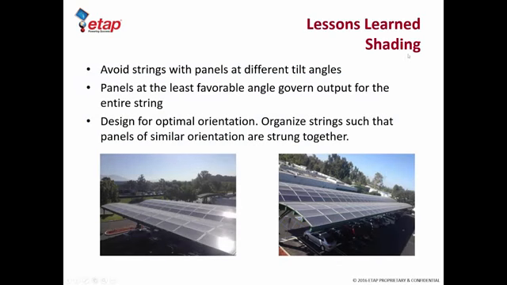Now, some of the other lessons that we learned, especially with shading, is to avoid strings with panels at different tilt angles. Now you can take a look at this structure and you can see the problem right away. The irradiance is not evenly distributed along the panels. Though from this picture the curve may not look like much, there is sufficient tilt in these panels that are different from each other. So each string is tilted in a different manner.